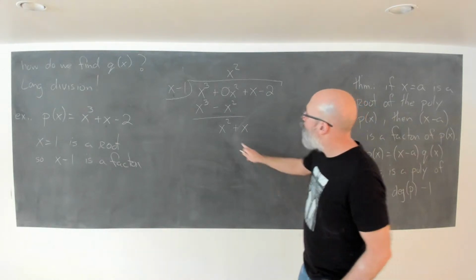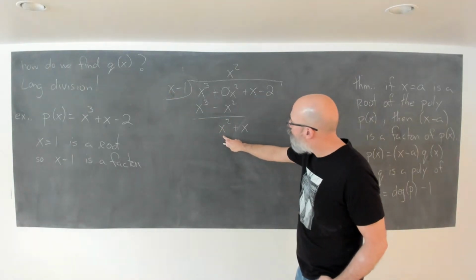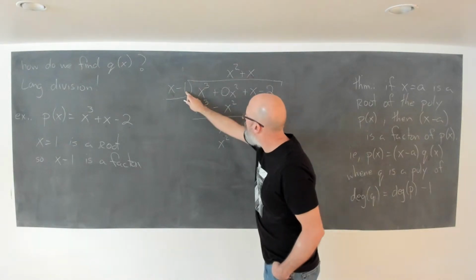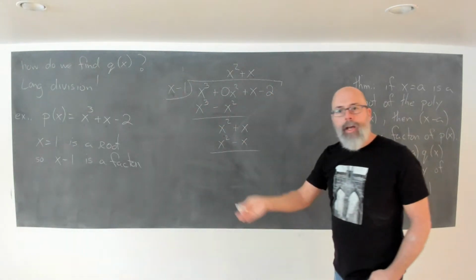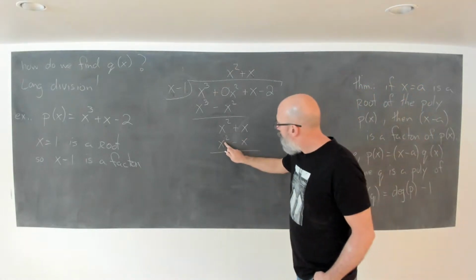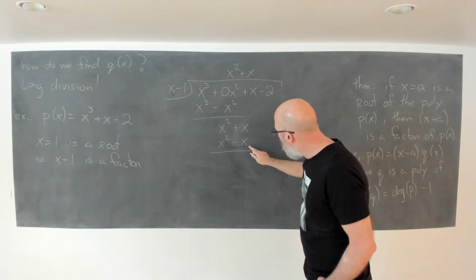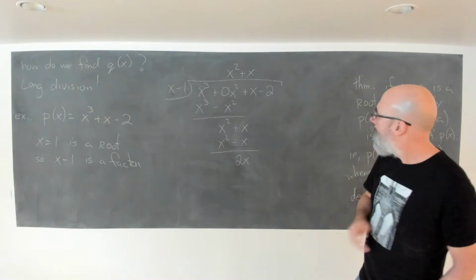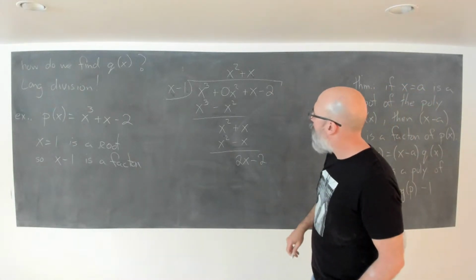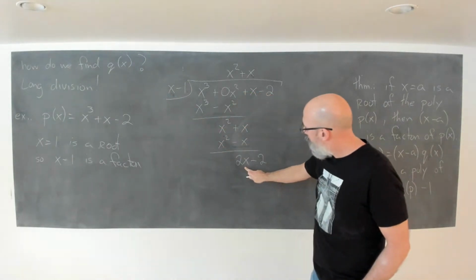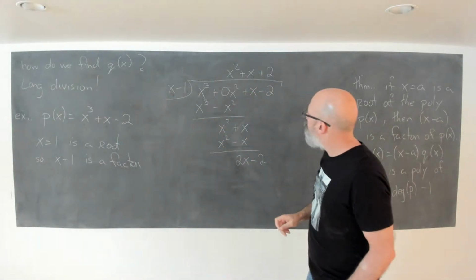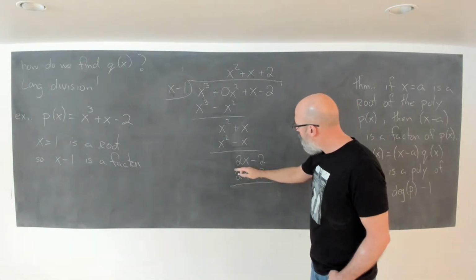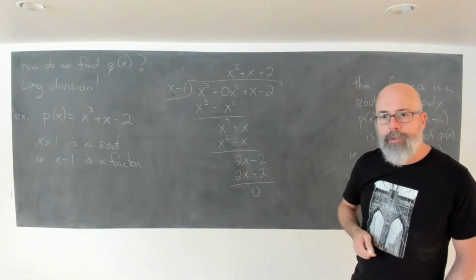There it is. And we repeat: what must we multiply to x to get an x squared? The answer is x. X times x is x squared. X times negative 1. And we subtract again. This minus this is 0. This minus this is 2x. Bring down the minus 2 and repeat. What must we multiply to x to get a 2x? The answer is plus 2. And we subtract, getting 0 as expected.